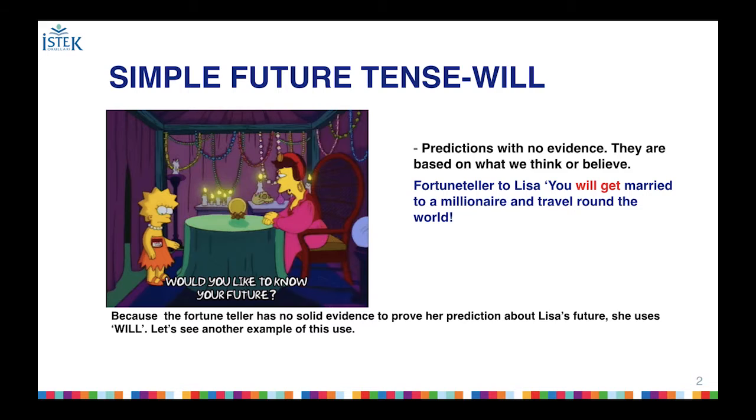First, let's start with the use of will. We use will to make predictions with no evidence. They are based on what we think or what we believe. So, in the video, fortune teller to Lisa: you will get married to a millionaire and travel around the world. The fortune teller uses simple future tense because she has no solid evidence to prove her prediction about Lisa's future.